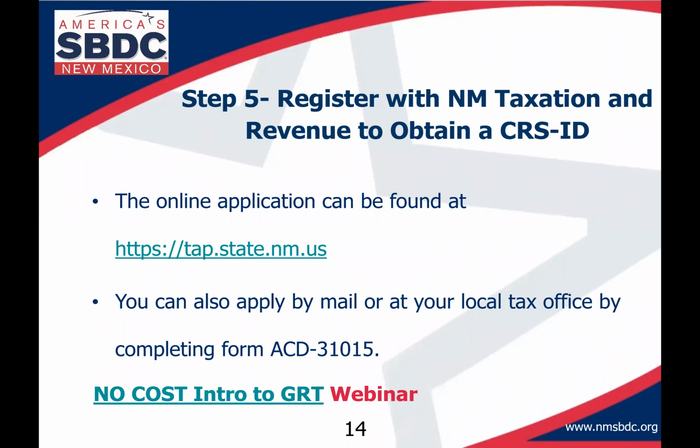slideshow. Continuing with our paperwork requirements, step 5 is to register with the New Mexico Taxation and Revenue Department to obtain a CRS ID. You might be wondering, what's a CRS ID? What is it used for, and why do I need one? At least that's what I wondered when I had to get one. It's a unique identifying number used by the New Mexico Taxation and Revenue Department to record and track your business's collection and payment of gross receipts tax.